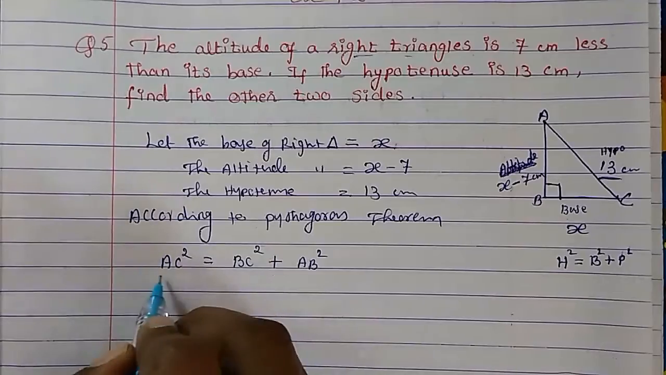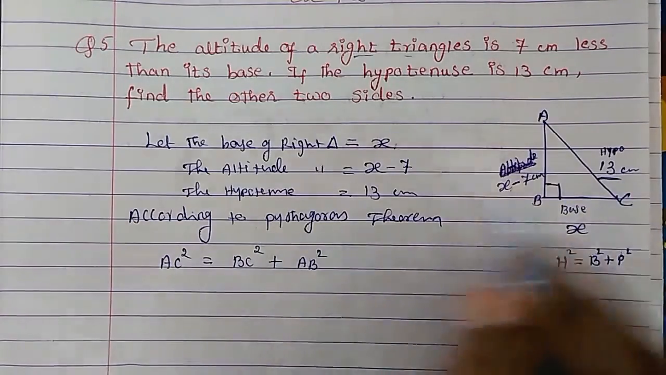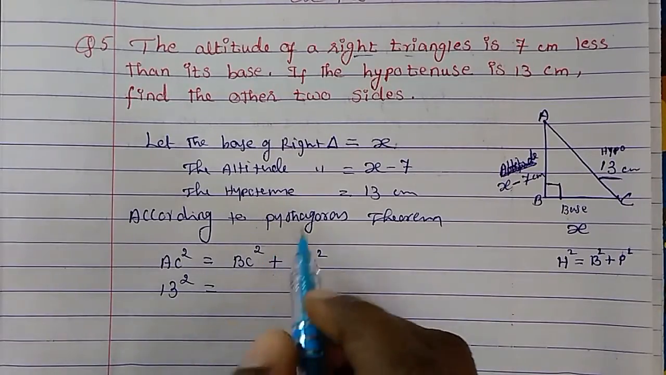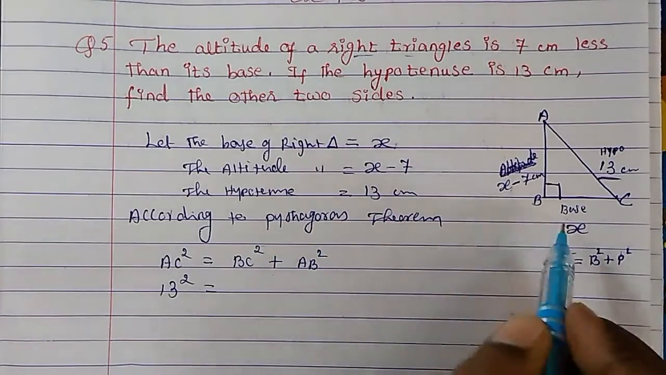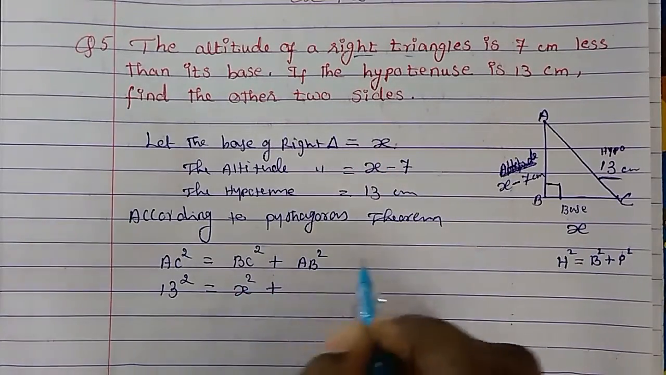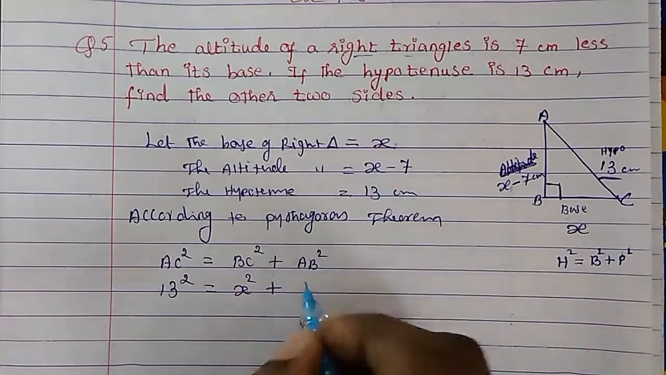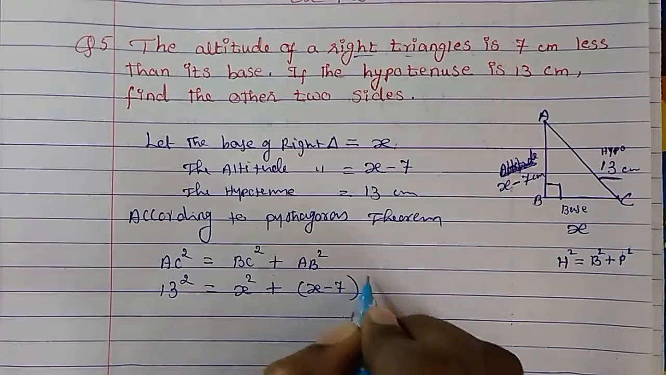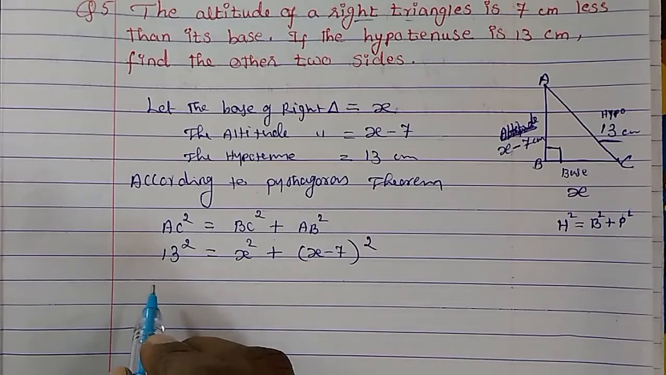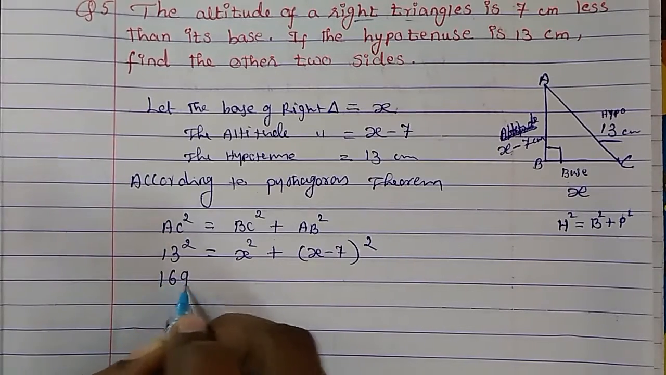Okay. So now AC square is what? That is hypotenuse 13 square. BC square is what? BC is base, we don't know. Base is here, x is given. So x square. AB is altitude. Altitude is x minus 7 whole square. Okay. So now 13 square, if we square it, we will get 169.